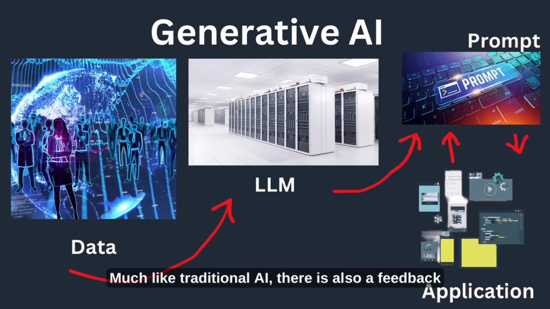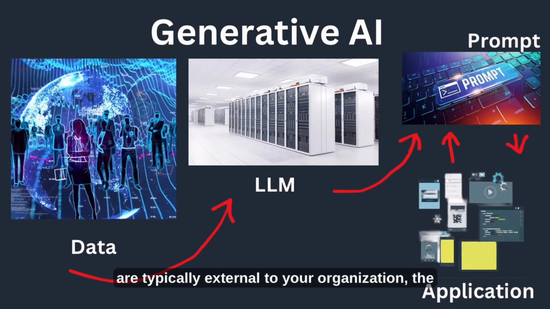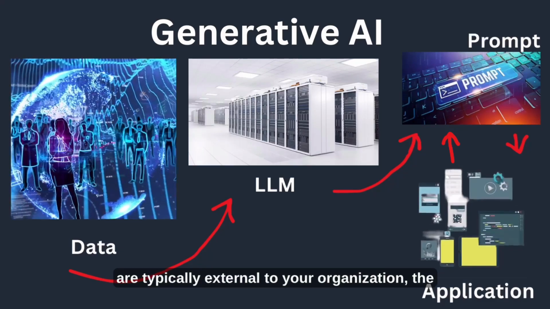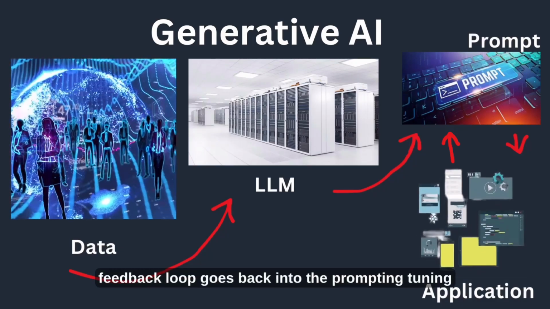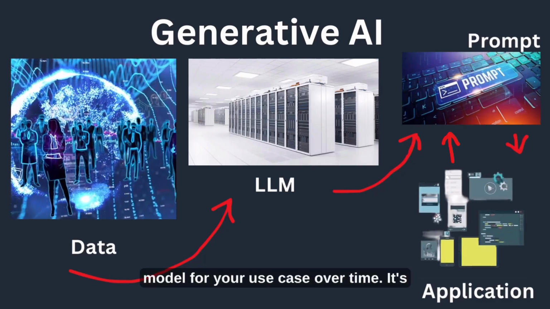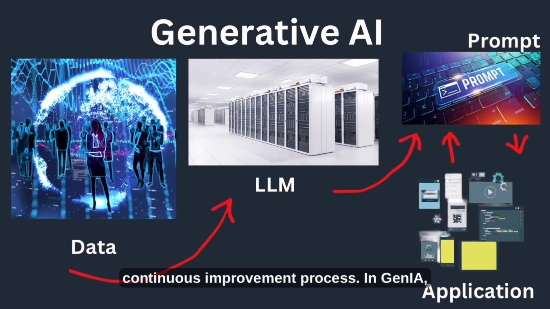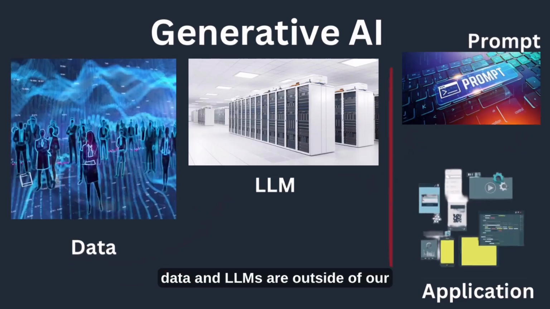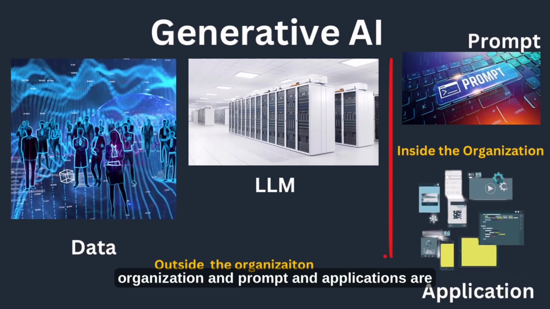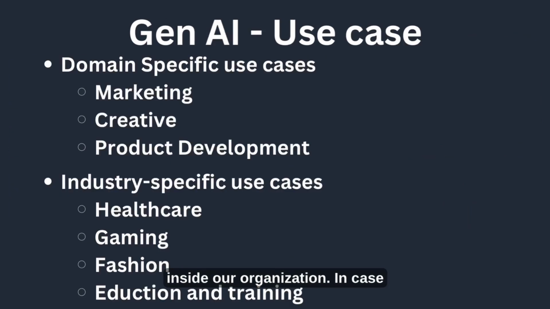Much like traditional AI, there is also a feedback loop in GenAI. However, since these models are typically external to your organization, the feedback loop goes back into the prompting and tuning layer, which helps to further refine the model for your use case over time. It's a continuous improvement process. In GenAI, data and LLMs are outside of our organization, and prompt and applications are inside our organization.